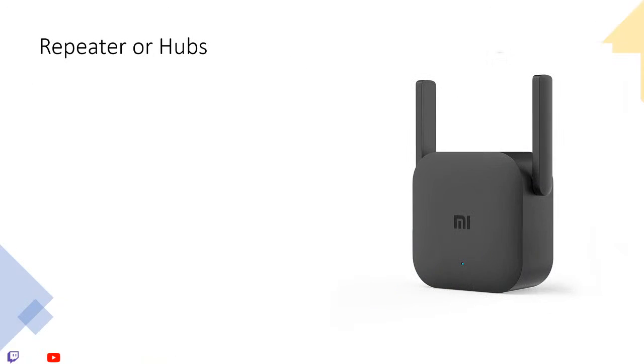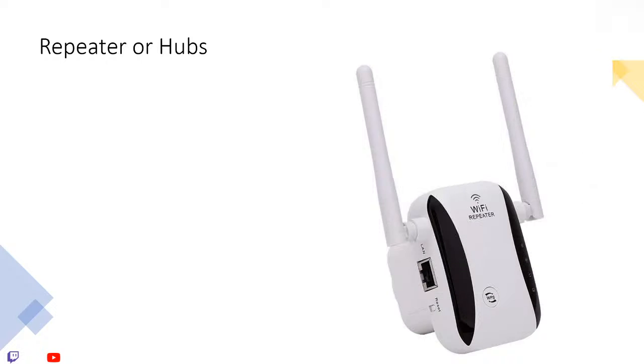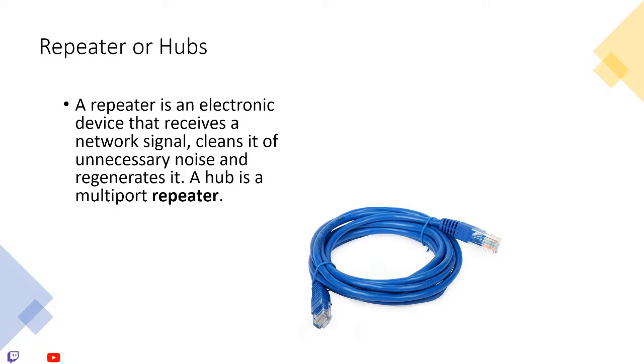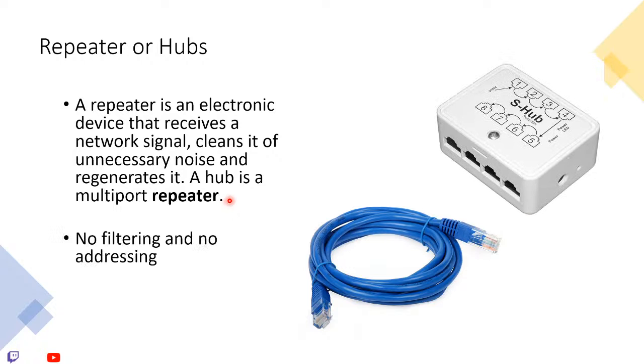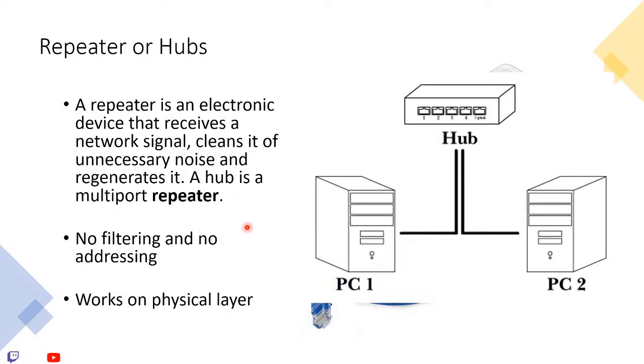Now talking about the repeaters or hubs, what are those? A repeater is an electronic device that receives network signals, cleans them of unnecessary noise, and regenerates them. A hub is a multi-port repeater. There is no filtering and no addressing; it works on the physical layer.